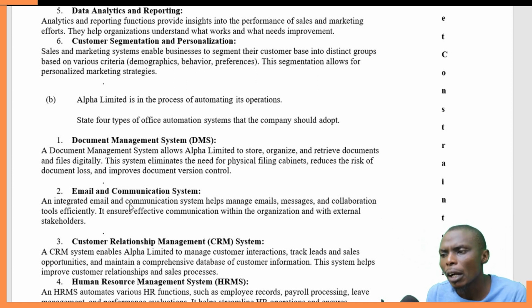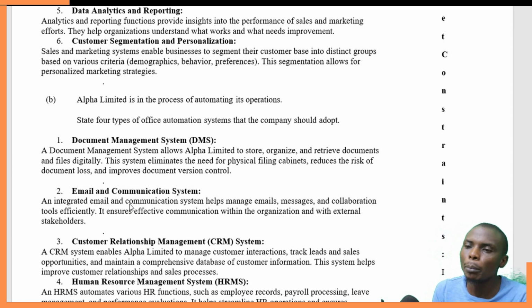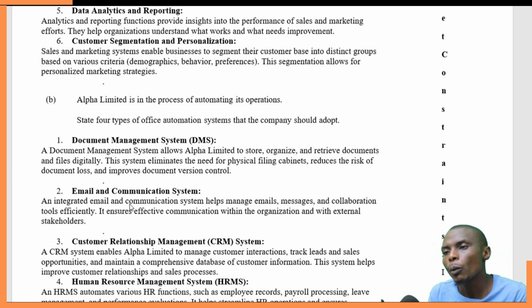They can trace sales opportunities, and they can also maintain a comprehensive database of customer information. When you have a database, a repository or a store where the customers' details are stored, it can help improve customer relationships and even sales processes, because now you are able to know each and every customer. If there's anything you can send for them, you can make them aware through their contact details that exist in your database.